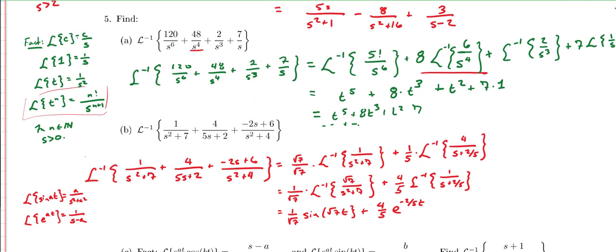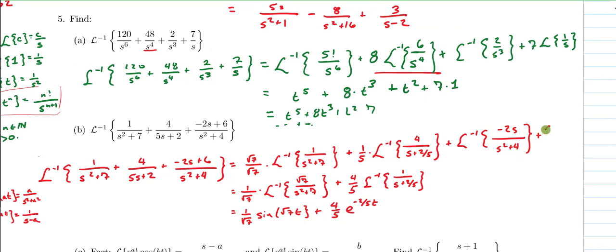So the last term that I need to take the inverse transform of is this term right here. It's not ready to go, but I can look ahead and see that I'm expecting to get a cosine and a sine out of it. I'm going to rewrite this as the inverse transform first of negative 2s over s squared plus 4, plus the inverse transform of 6 over s squared plus 4. Now we're not there yet, but we're on our way.